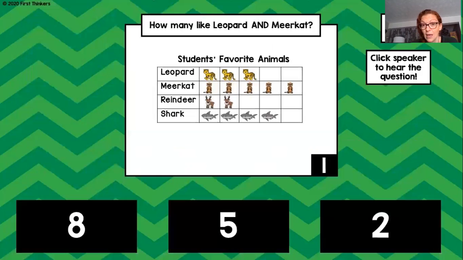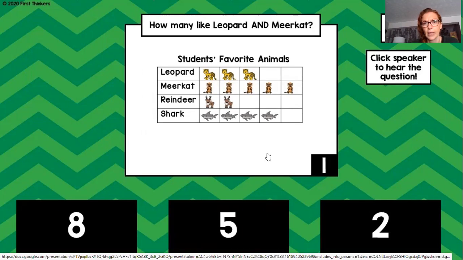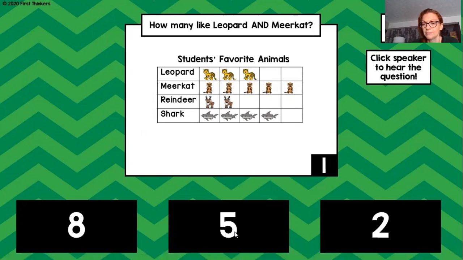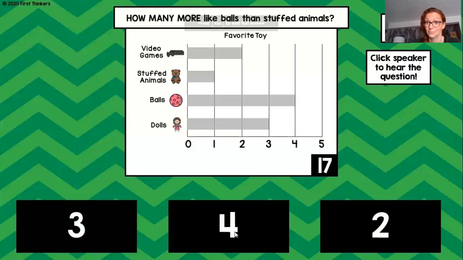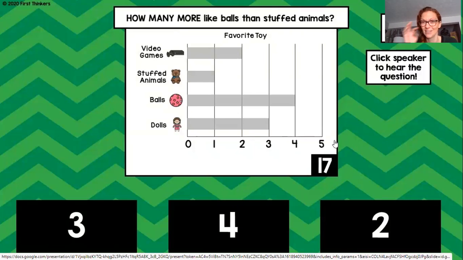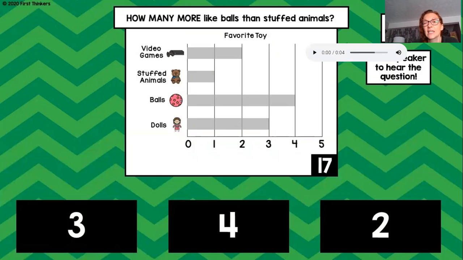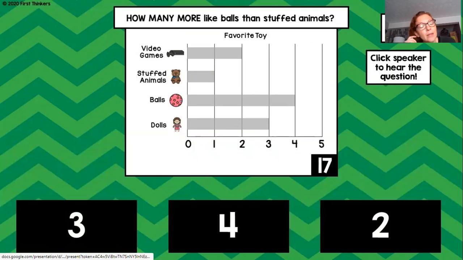So I'm going to click on that, and that's not a bar graph. Hey, not cool. All right, let's try again. All right, look at that. It's magic. Okay, so this is a bar graph. And there's questions here. We could click on it to get the speaker to say it, but I'm right here, so I'm going to say it.